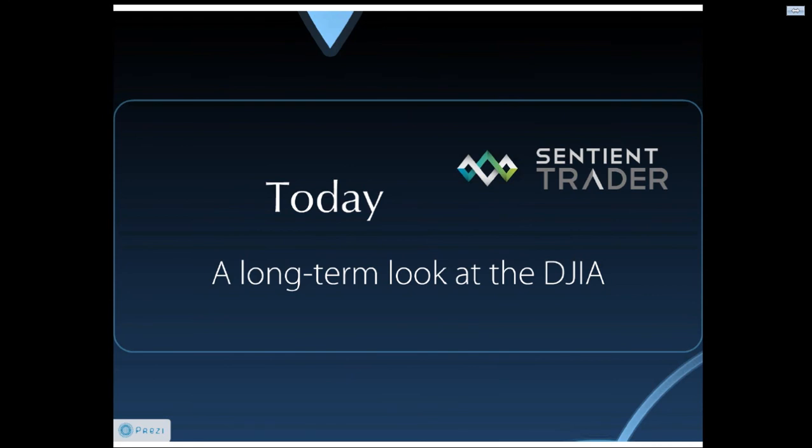Today, I thought we would take a long-term look at the Dow Jones Industrial Average. I was inspired by a forum post by Silent One, one of our Sentient Trader users, who pointed out similarities between the market in 1974 and the market today. He wrote a really fascinating post, so take a look at that. It's on our Sentient Trader forum.